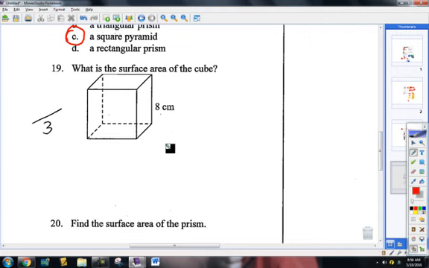Surface area of this cube. There was a lot of confusion on this question. This was the second most missed question. You got to understand the definition of what a cube is. Okay? I know that a cube has every length the same. So if you were thinking about this, you know that this is 8, right? You know that this is 8.